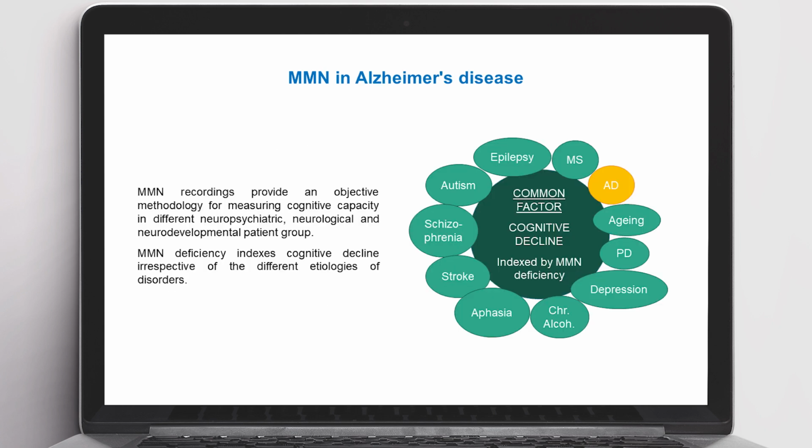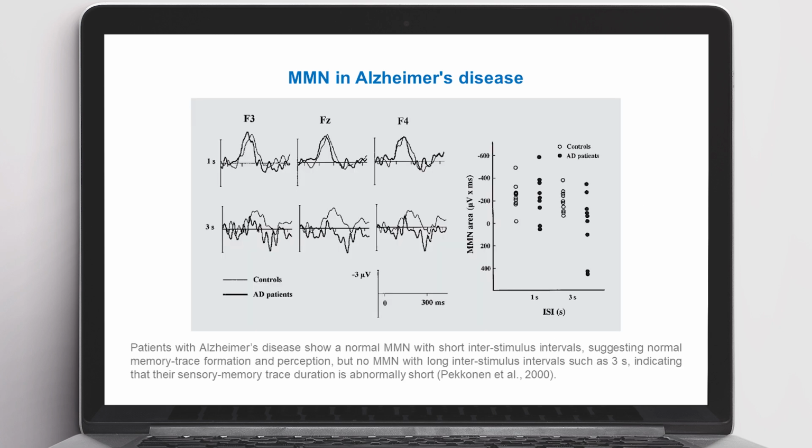In Alzheimer's disease, due to pathologically short memory traces, patients may show normal mismatch negativity at short interstimulus intervals and no negativity at longer interstimulus intervals of 3 or more seconds. This suggests a rapid decay of auditory sensory memory traces in this disorder.